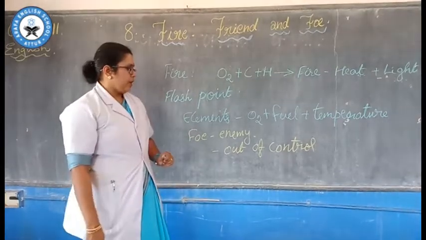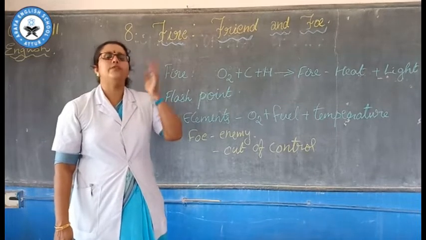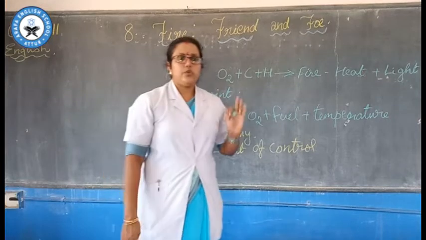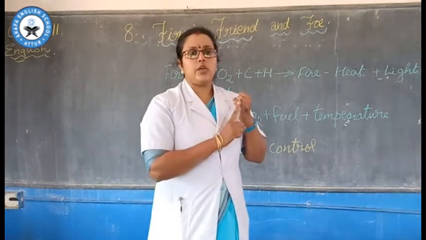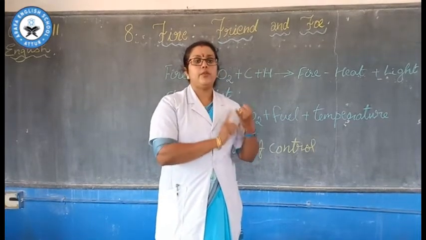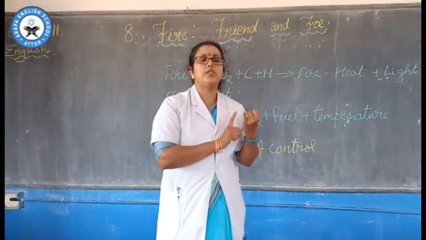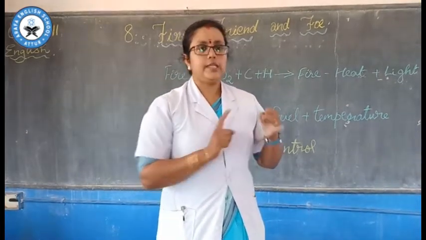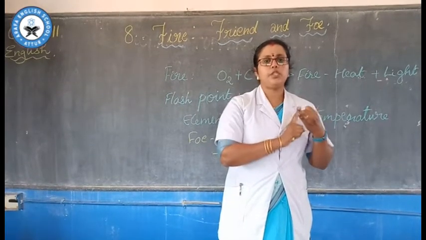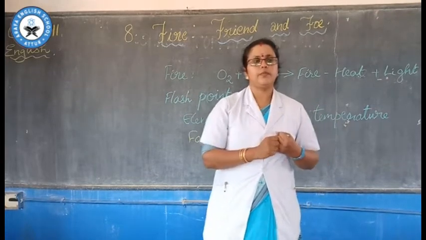So, obviously there should be a means of controlling fire. What are the ways to control fire? To control fire, we need to cut off the supply of oxygen. So the most important way of extinguishing fire is to cut off the supply of oxygen. Secondly, we can remove the fuel. In the absence of fuel, fire can't burn.